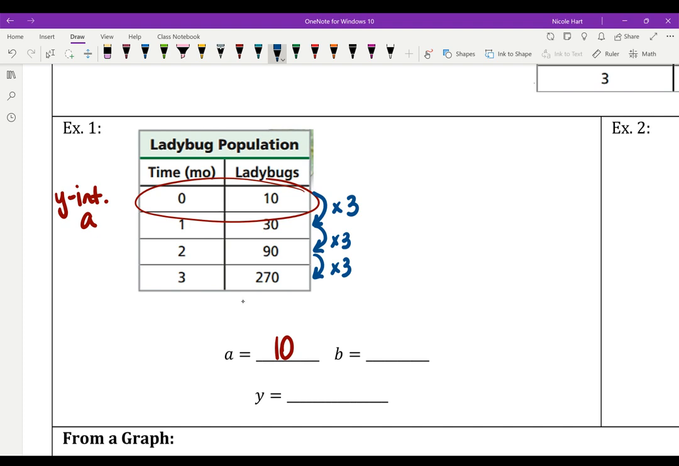We can find that if we aren't sure. Take a value for y and take the previous number and divide. So 30 divided by 10 is 3, or you could do 90 divided by 30 is 3. It's all going to come out with the same number. So b is 3. And so our equation will say y equals 10, parentheses 3, close parentheses, exponent of x.